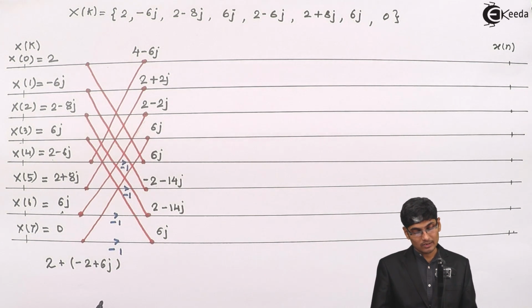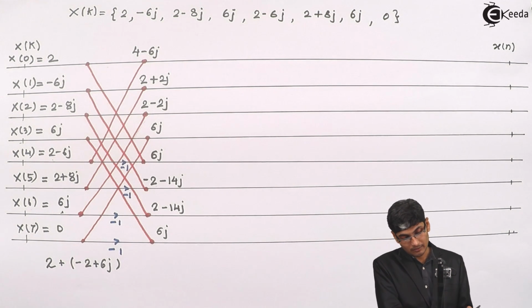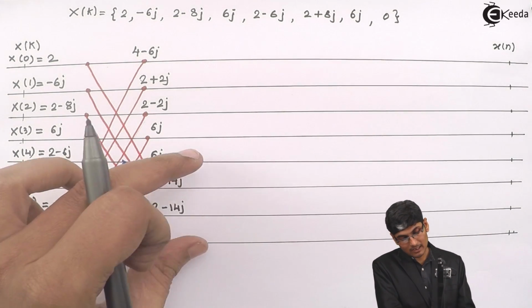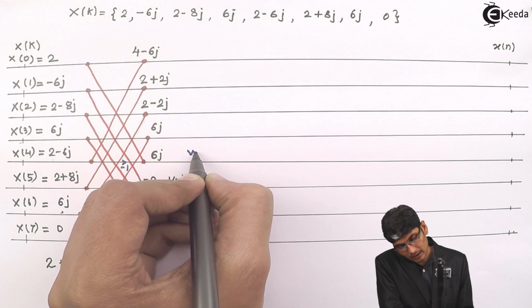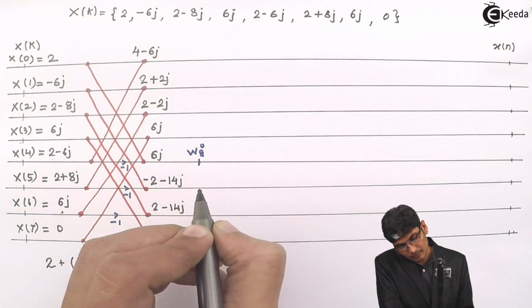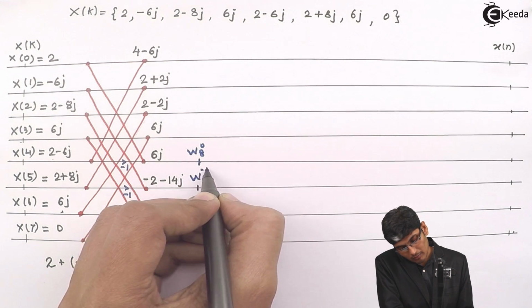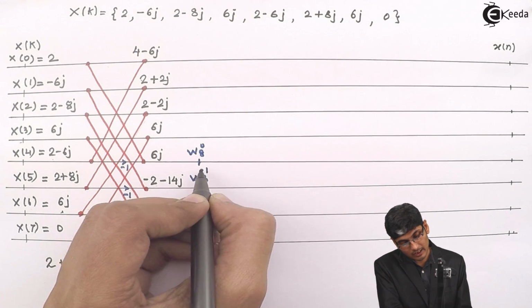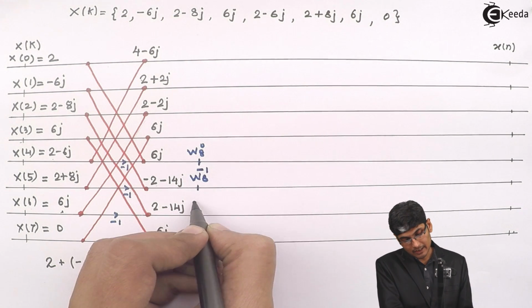Let us go to stage number 2. But before we go into stage 2, we have to add multipliers in between. So what are those multipliers? So let us put the multipliers. Multipliers are on the last 4 lines. So the first multiplier over here is W8 raised to 0. Then we have W8 raised to minus 1. Clearly you should mention minus 1 because we are doing IFFT.